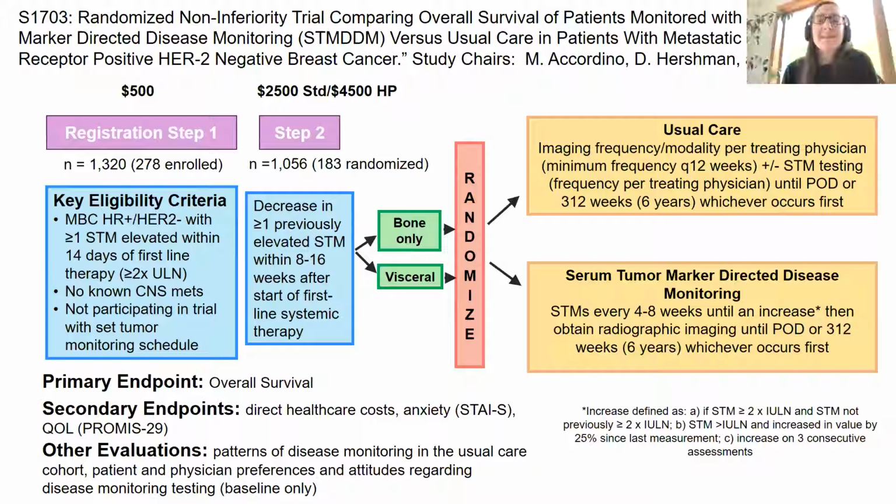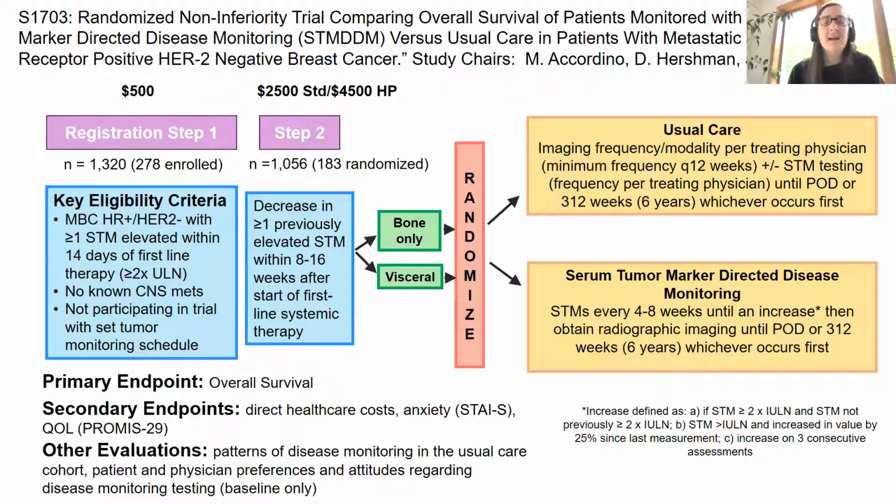Okay, so Dr. Agardino's not on the call, so just as a brief update, this is 1703, the schema. This is not a CD study, but something we've been developing for some time. That is a randomized non-inferiority trial comparing patients monitored with serum tumor marker-directed disease monitoring versus usual care if they have metastatic hormone receptor positive HER2-negative breast cancer.